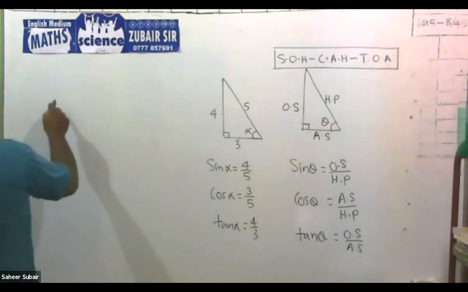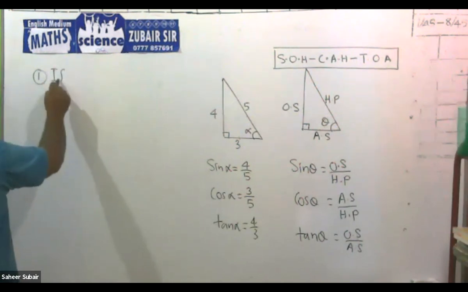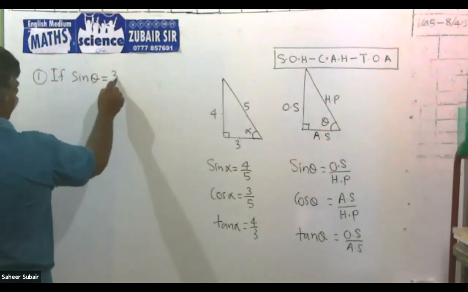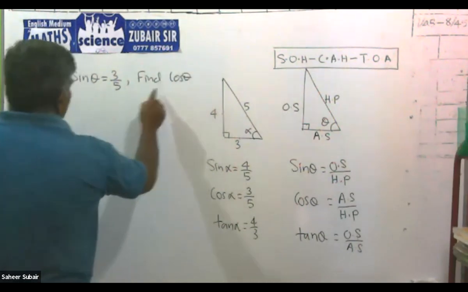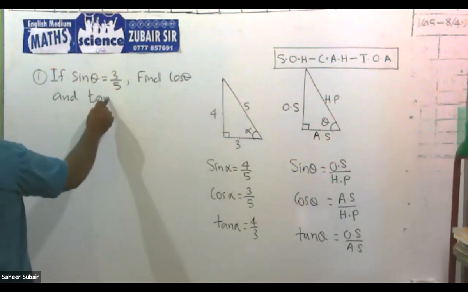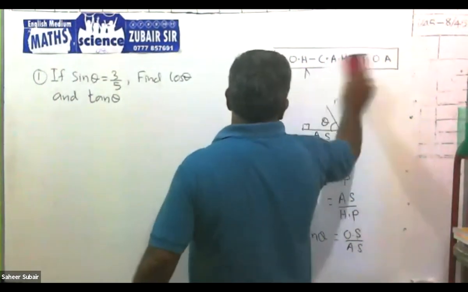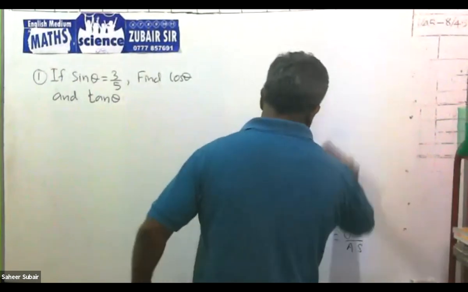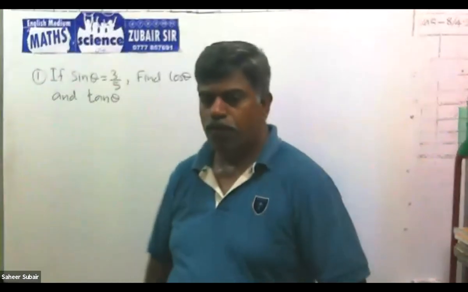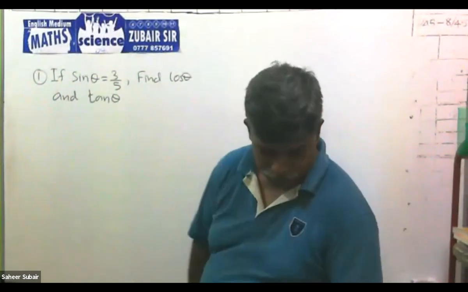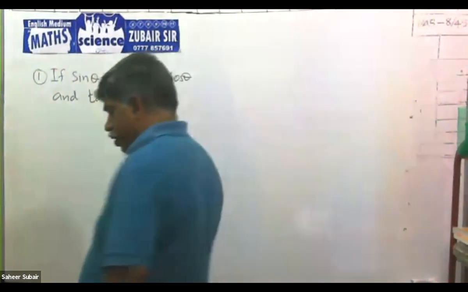Then we'll see one type of question in this. Like this example: if sine theta is 3 over 5, find cos theta and tan theta. Right? Then how to find this?